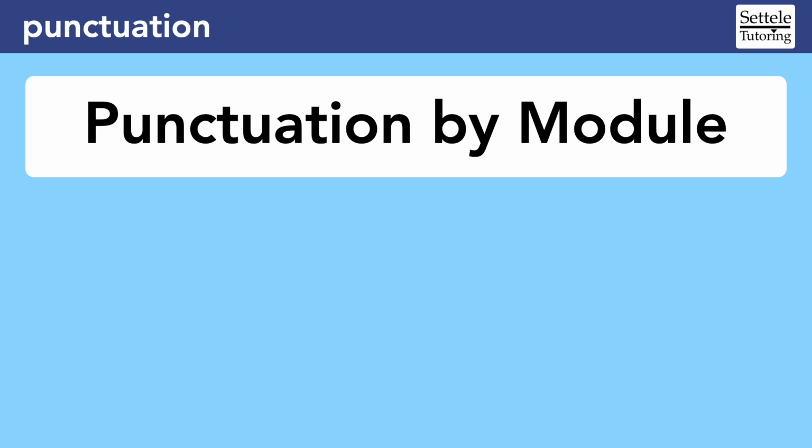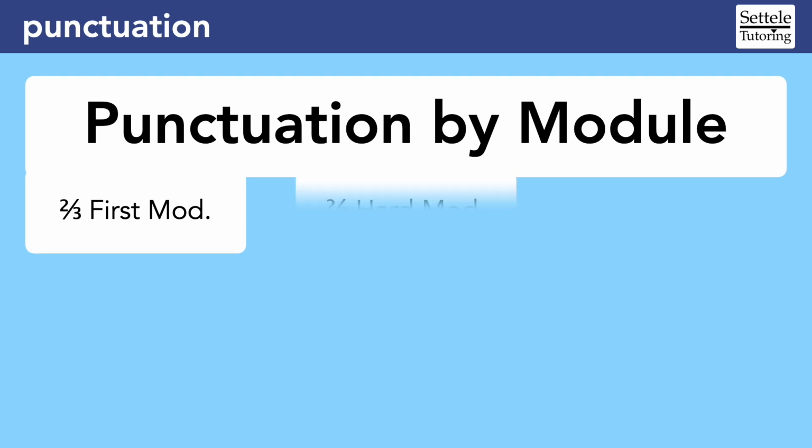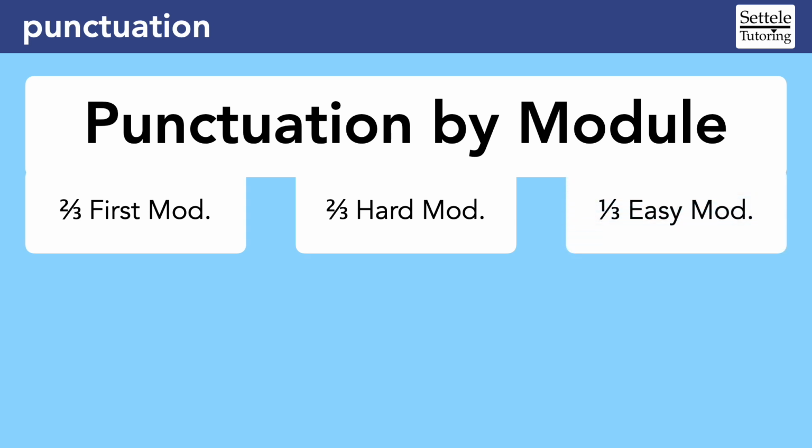Punctuation is an extremely important part of the SAT grammar section. Approximately 2/3 of the grammar questions in the first reading module will involve punctuation in some way. The same is true of the hard module, where the punctuation rules will be more difficult and more unusual. The easy module places less emphasis on punctuation, which comprises only about 1/3 of the total grammar questions.